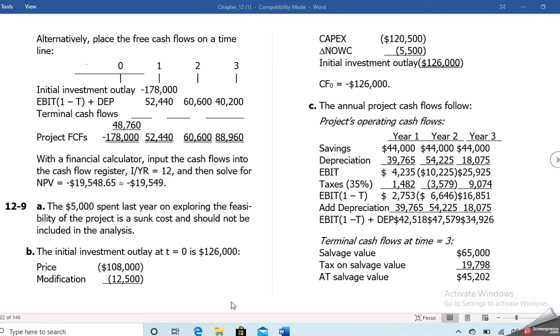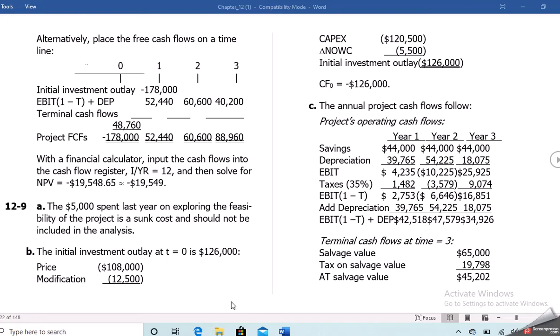It's a 3-year class, so that means the depreciation rates are 33%, 45%, 15%, and 7%. After 3 years, it can be sold for $65,000. It would require a $5,500 increase in net working capital, which would be inventory less accounts payable. And there would be no effect on their revenues, but their costs would decline by $44,000 a year.